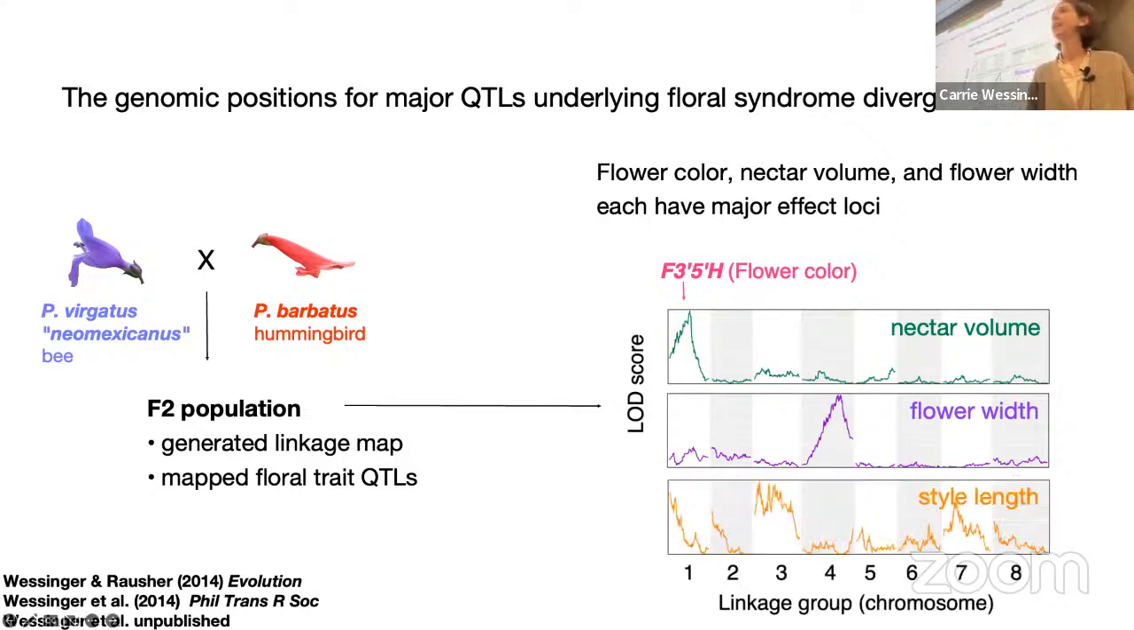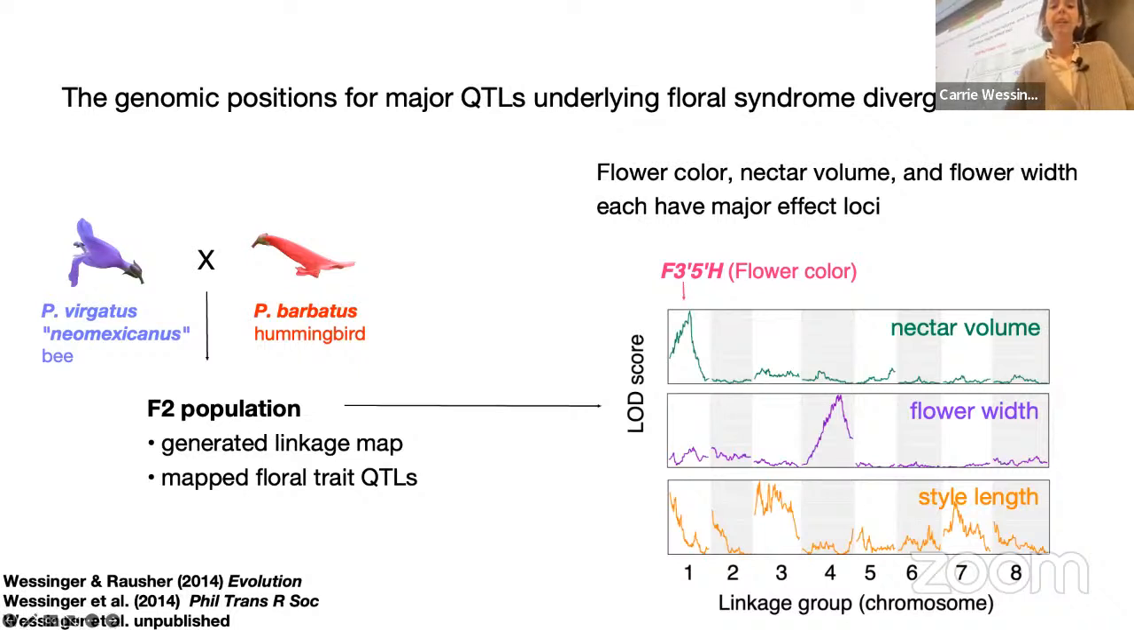Now, other aspects of floral morphology were not genetically simple. These were more polygenic, involving smaller effect QTLs. And here I'm just showing the LOD trace for style length as an example.